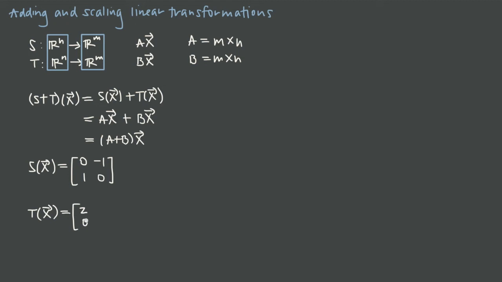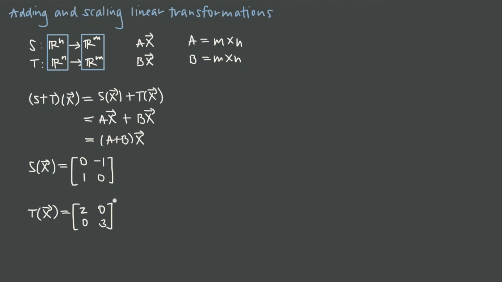So if I want to stretch 1, 0 horizontally by a factor of 2, that means I just multiply it by 2, so this becomes 2, 0. And let's say T also stretches vertically by a factor of 3. Well, that means that I'm stretching the standard basis vector j, which is the vector 0, 1, by a factor of 3, and so my result there is 0, 3. And now I want to add these transformations together.